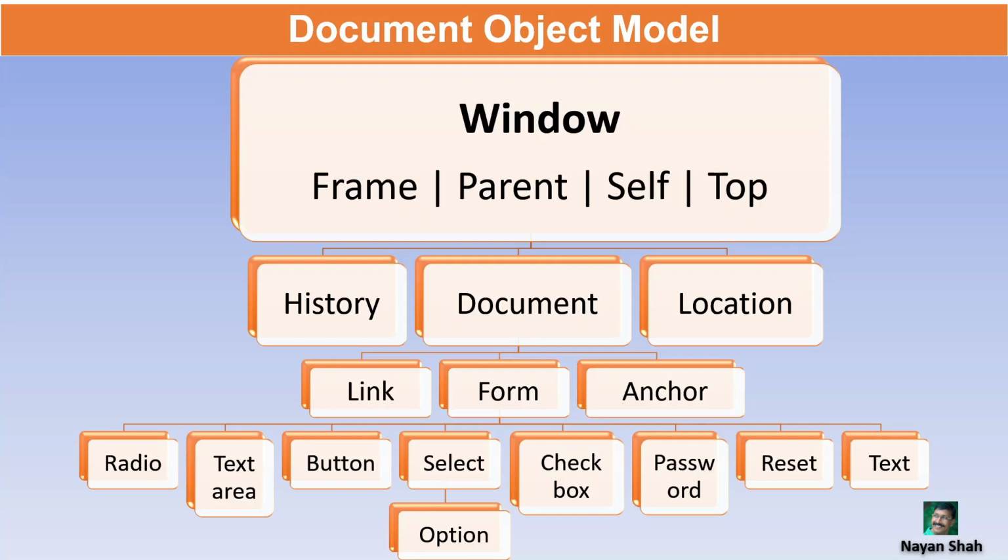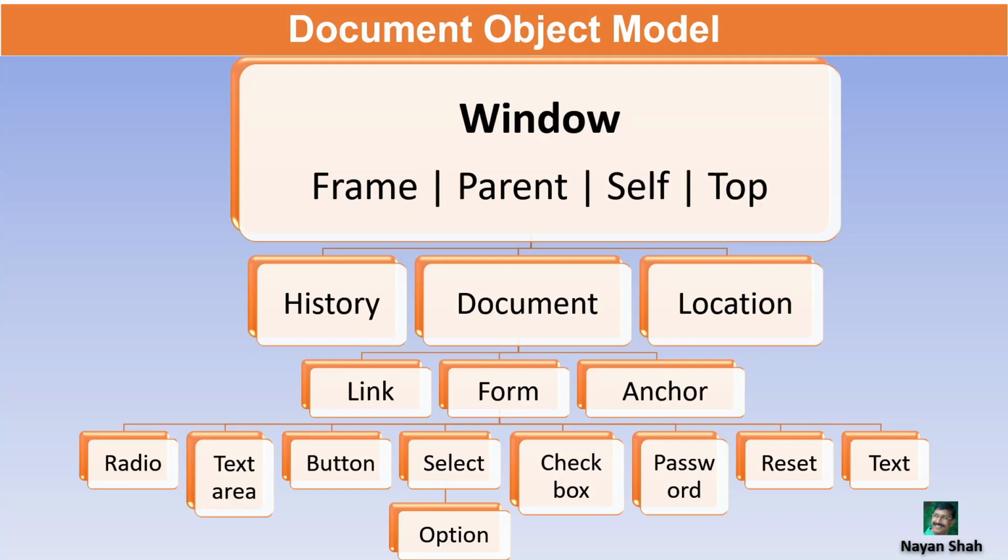Now this window can have three things in it: the history of the window, a document which is displayed in the window, and the location of the window. A window can have its history, a window is displaying a document, and the window will have its location. Now we will not discuss history and location, as they are not in our syllabus. We will discuss the document, that is, what is displayed in the window.